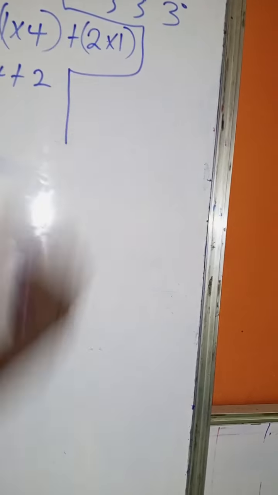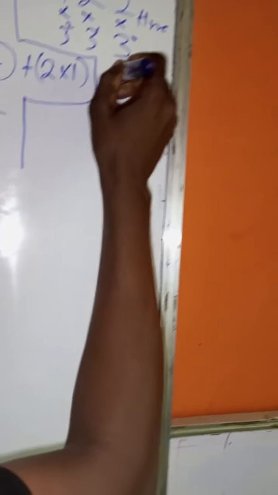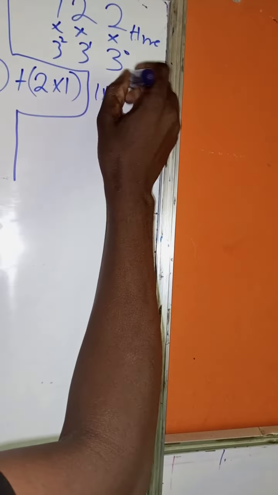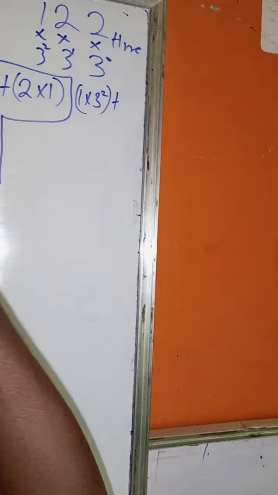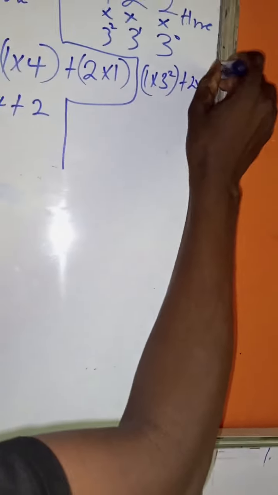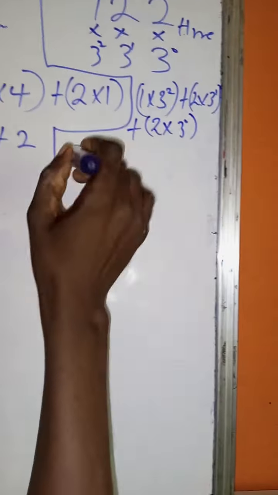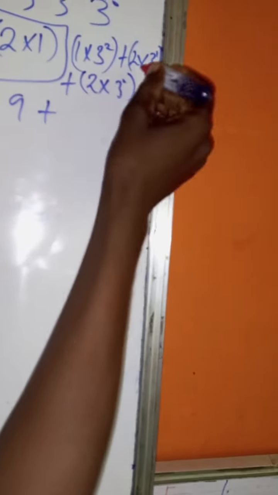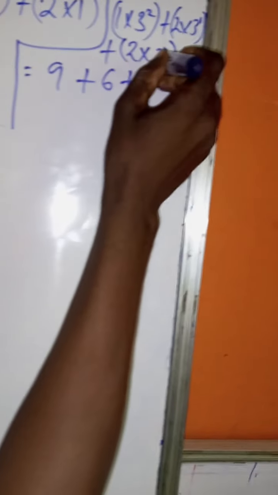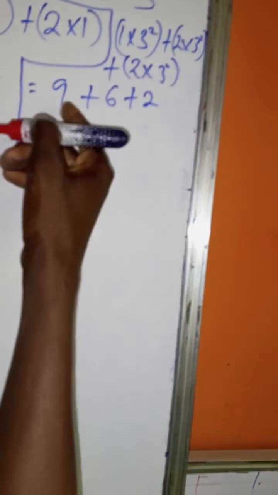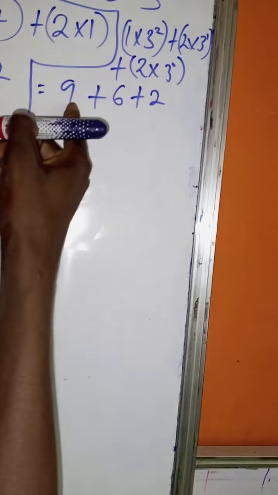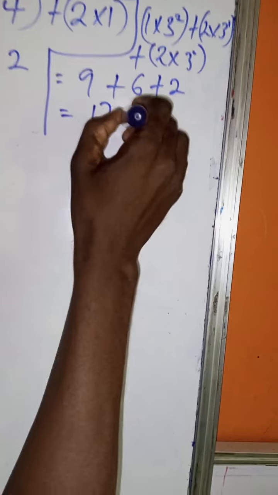So from this side, we have 1 times 3 raised to power 2 plus 2 times 3 raised to power 1 plus 2 times 3 raised to power 0. So this one just gives me 9. And this 2 times 3 is 6. This one will be 1. That's 2. Finally, I will have this 17, base 10.